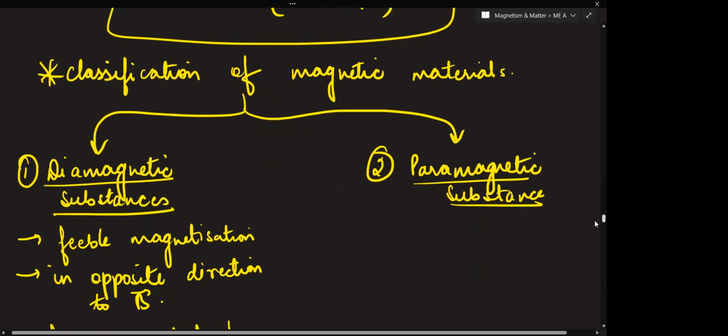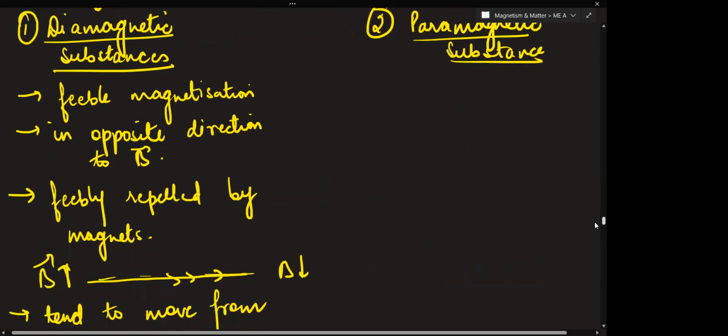Paramagnetic substances. For this topic you just have to learn everything. By learning, you will get a score in this topic. These are substances that also develop feeble magnetization.